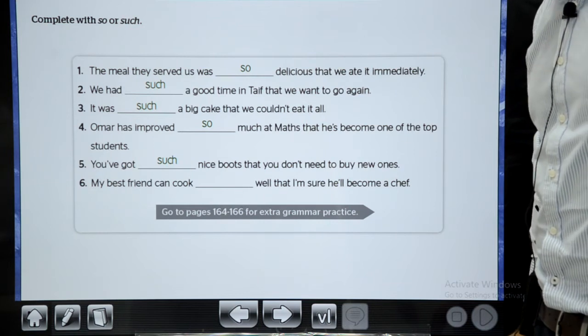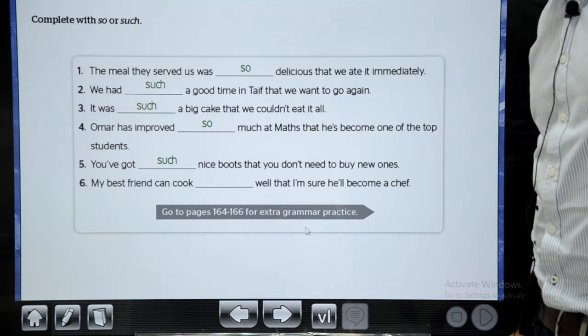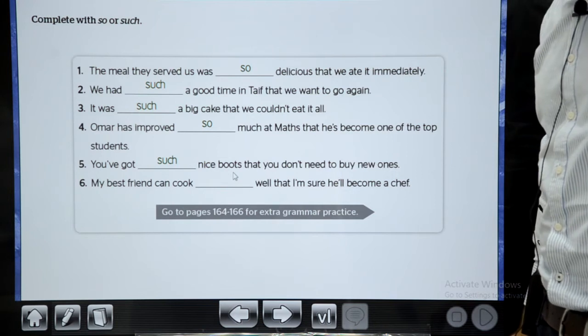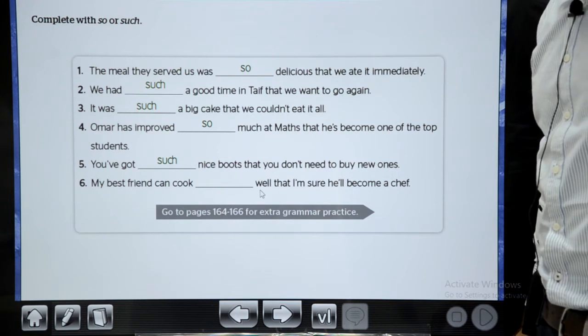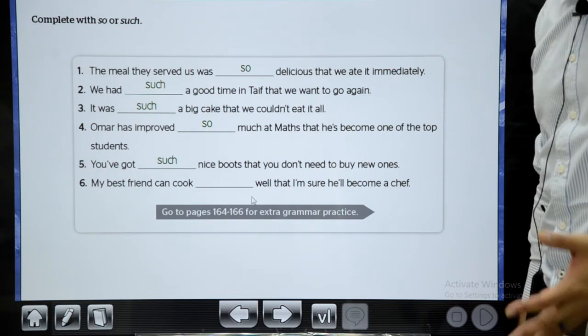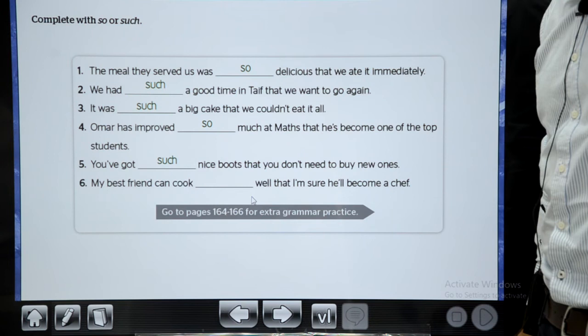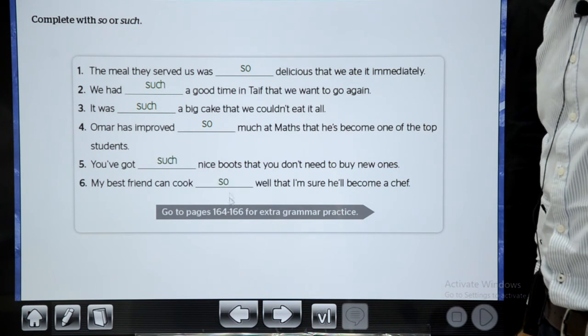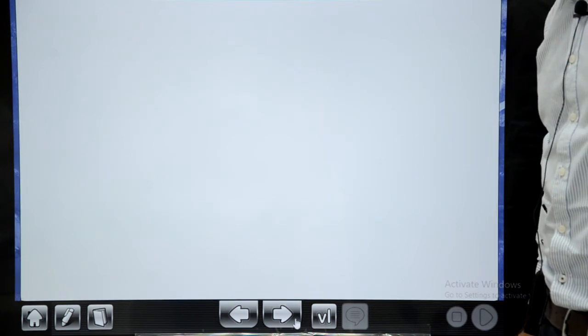Such a noun. My best friend can cook well that. Well is an adverb plus that. Do we have a noun here before that? No noun. Is there a need to use such? No need. So what can I use here? So. Okay, so this is it.